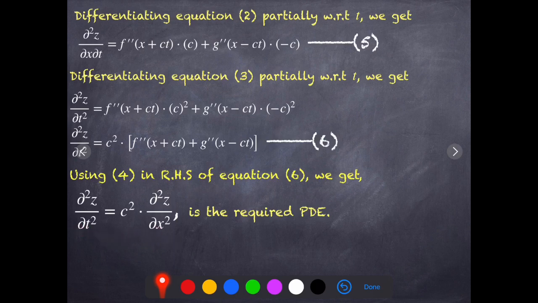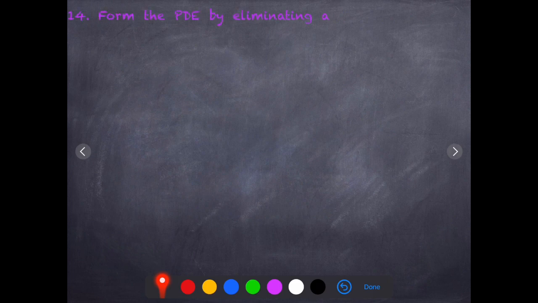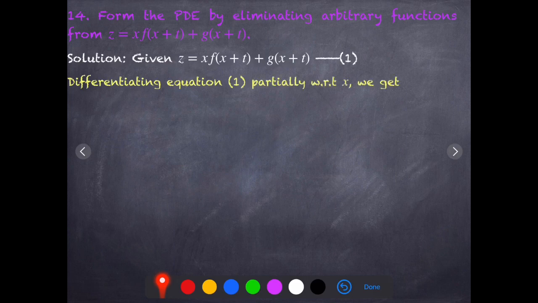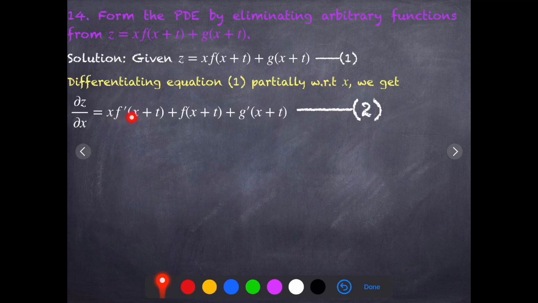Okay, moving to the next problem. So here also the given function is z = x f(x + ct) + g(x + t). Don't use the standard notations p, q or s, t again. Keep the derivatives ∂z/∂x and ∂z/∂t as they are. Call the given equation number 1, and partially differentiate with respect to x, applying the product rule for the first function: x f' + f + g', we get.